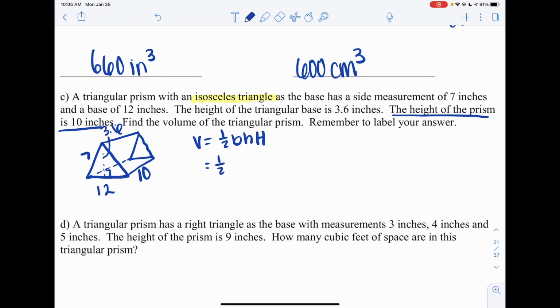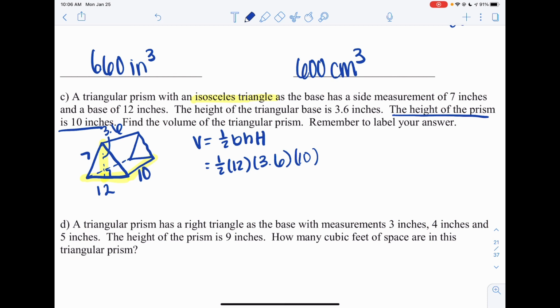So I'm going to bring down that 1/2. If I look at the base of the triangle, it is at the bottom, so I have 12 as a base. The height of the isosceles triangle is 3.6. And the height of the actual prism is 10. Once again, notice how we did not use a side measurement. We're never going to use a side measurement because it has nothing to do with our formula.